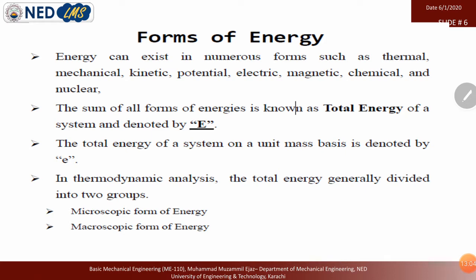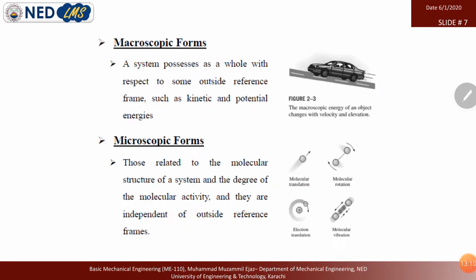So move on. This is the same definition we already covered: the microscopic form of energy and macroscopic form of energy. The macroscopic form depends on the physical frame of reference as defined, whereas the microscopic form of energy is independent of the size and the frame of reference. Those related to the molecular structure of a system and degree of molecular activity are independent of the outside frame of reference, like nuclear energy. This chain reaction is related to the microscopic form of energy, that is the internal energy of the nucleus.